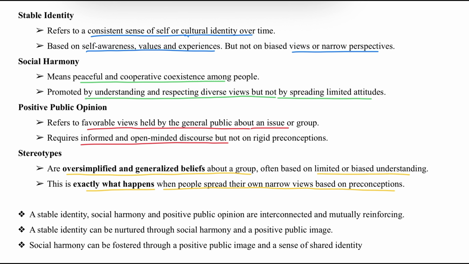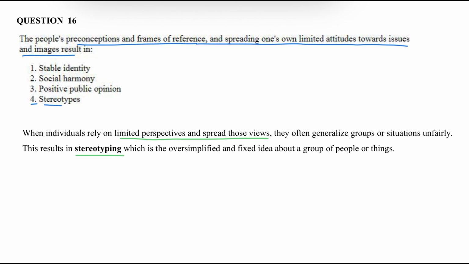Stable identity, social harmony, and positive public opinion are interconnected and mutually reinforcing. Stable identity can be nurtured through social harmony and positive public image. Social harmony can be fostered through positive public image and a sense of shared identity. So here, spreading one's own limited attitudes towards an issue, people's preconceptions and frames of reference results in stereotypes. Option 4 is the correct answer.